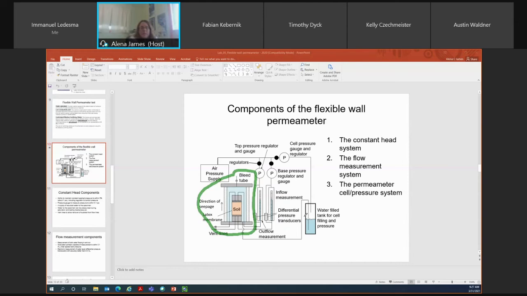Your specimen is encased in a latex membrane. There's a porous stone above and below your specimen, and there's some filter paper. You also will have a top and a base cap on your specimen as well. And then there's obviously the flexible wall permeameter cell. Your direction of seepage, or your direction of flow, is always from the base of the specimen to the top of the specimen. So yeah, the area identified in green is your permeameter cell.